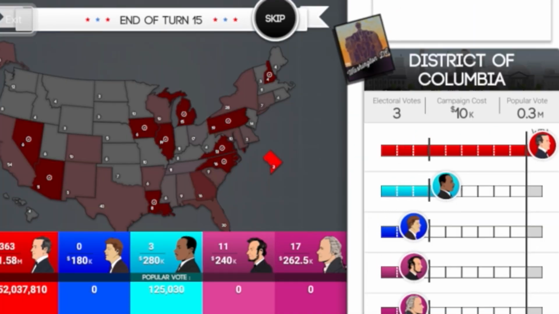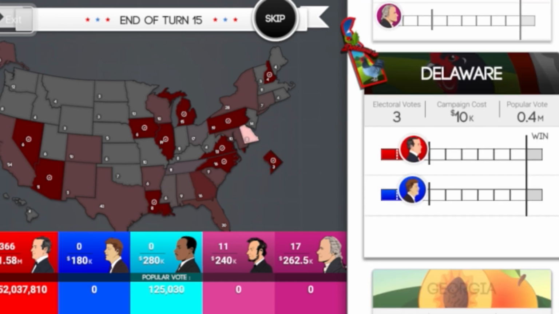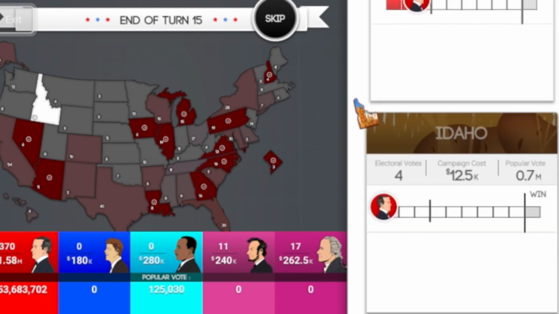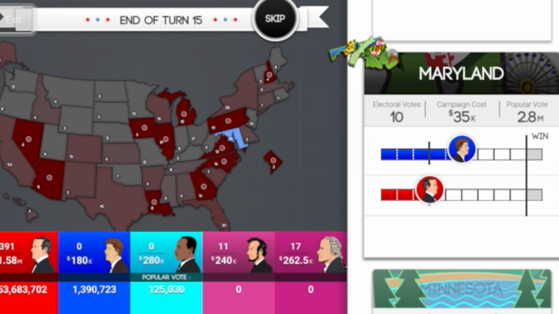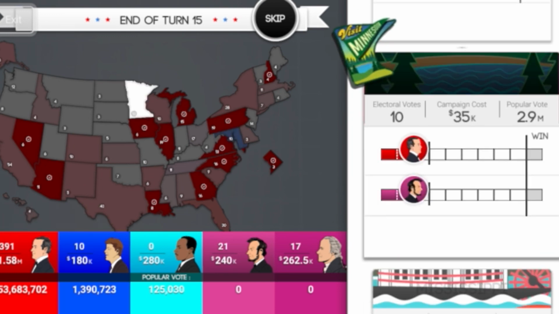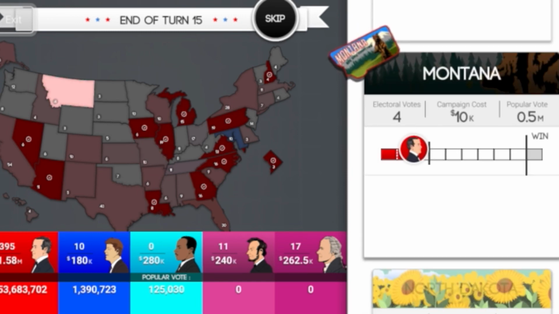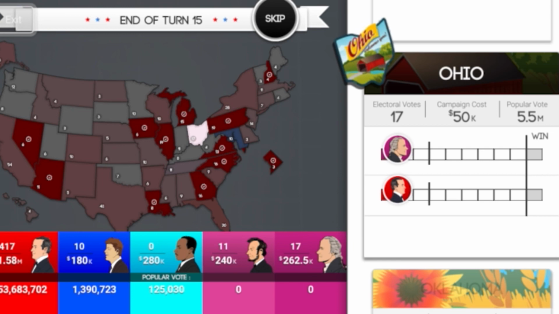This is the end of turn number 15. Let's see if I'm able to get all 538 electorals. So far, I'm double pipping into each state that is unopened. Maryland flips blue. There is a clash in Minnesota, so probably next turn we'll be able to force a ballot, and the game will conclude on turn number 17.